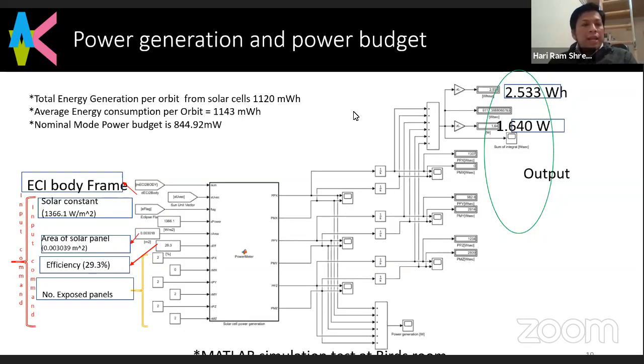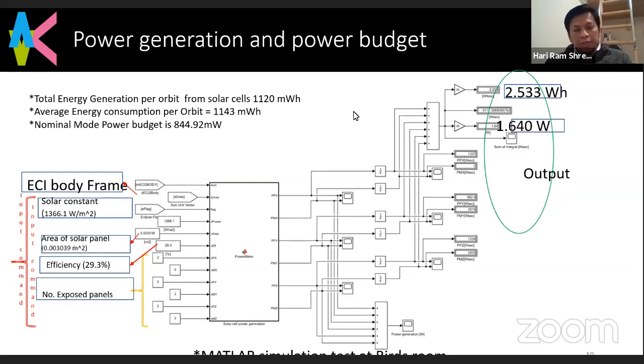The area of the solar panel is required, along with the efficiency of the solar panels. The number of exposed panels is 2. This one was already developed by Kim Sensei at our Kyutech. We always use this kind of simulation test before we go to the real test. The total energy generation per orbit from the solar cell in BIRDS-3 and BIRDS-4 is similar, about 1120 milliwatt hours.